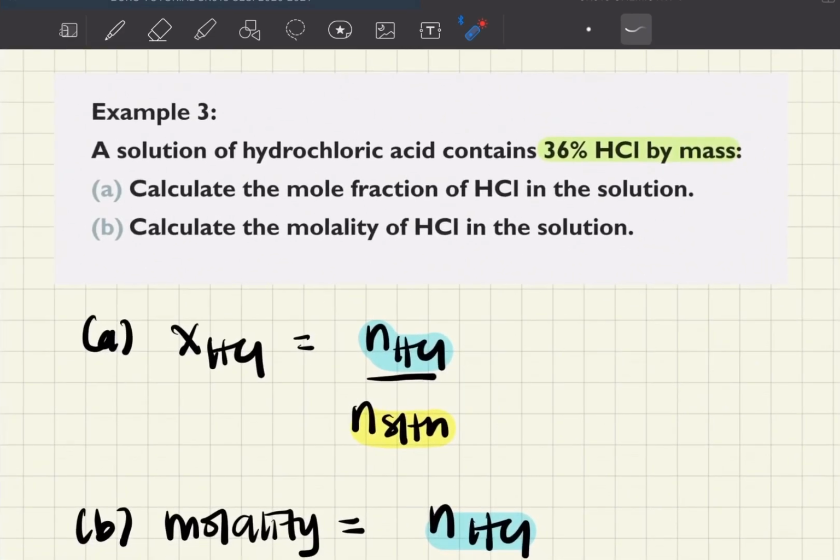So, in example 3, it says a solution of hydrochloric acid contains 36% of HCl by mass. So, itu dia dah berikan percentage by mass of HCl. Calculate the mole fraction X HCl in the solution and the molality of HCl in the solution. Okay, so important lah for you to remember the formulas for these concentrations, right?